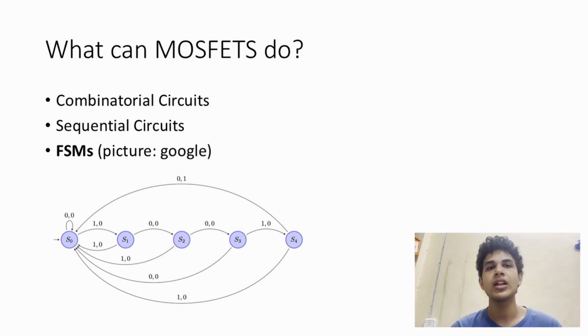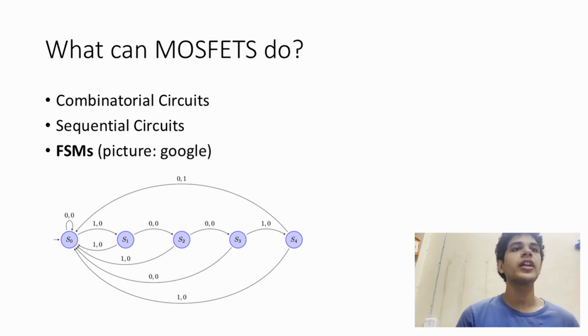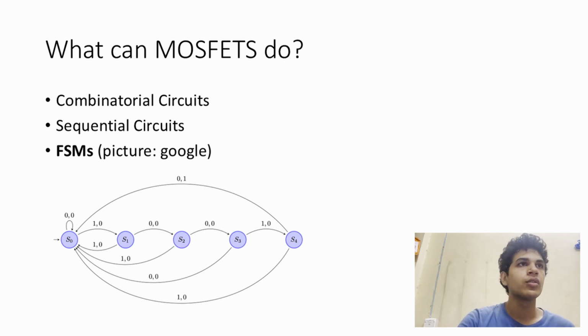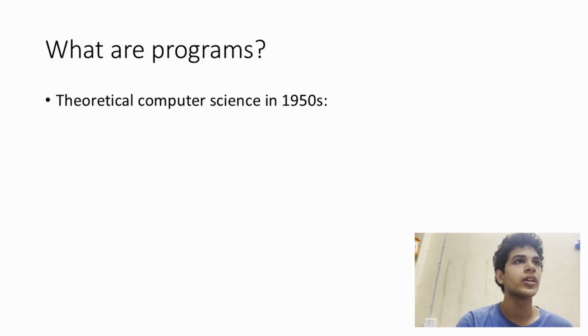Now, what are FSMs? Finite state machines are an abstract machine that can be in exactly one of a finite number of states at any given time. And the finite state machine can change from one state to another in response to some inputs given to it. So this is what we've done in electrical engineering so far.